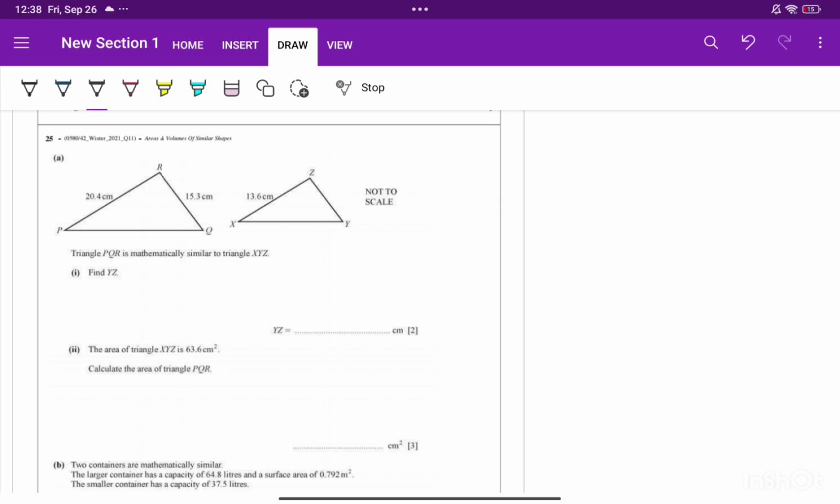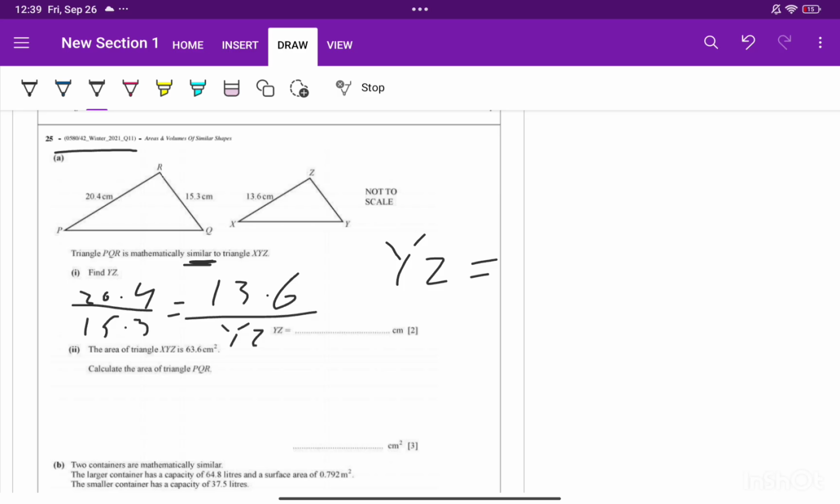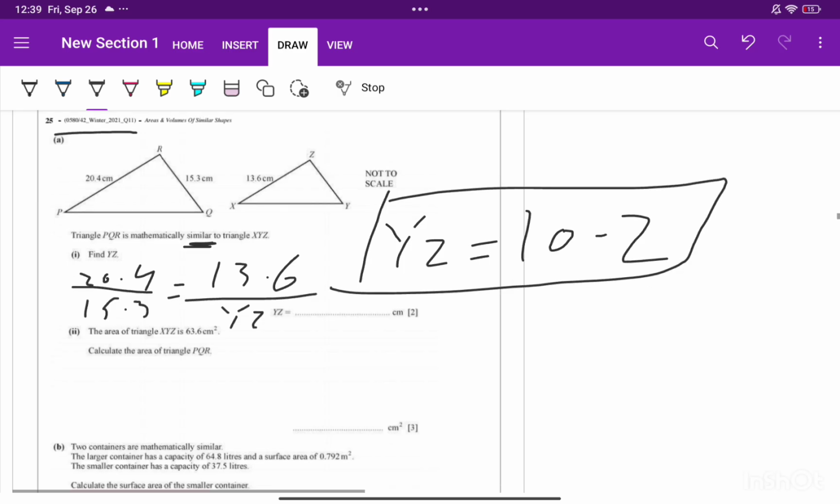Question number 25 is taken from Winter 2021, question 11, part A. Triangle PQR is mathematically similar to triangle XYZ. Find YZ. So this is easy, as we know these both triangles are similar. So we can write that PR 20.4 and 15.3 is equal to 13.6 divided by YZ. So YZ will be equal to 10.2. This is our answer.